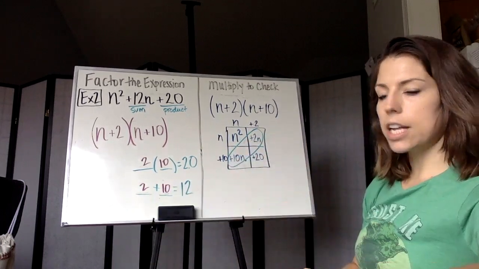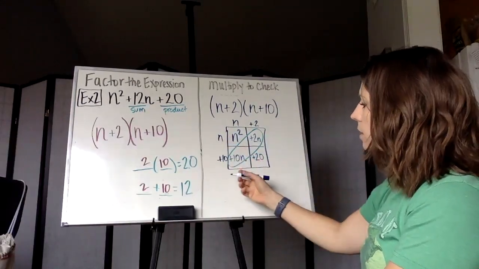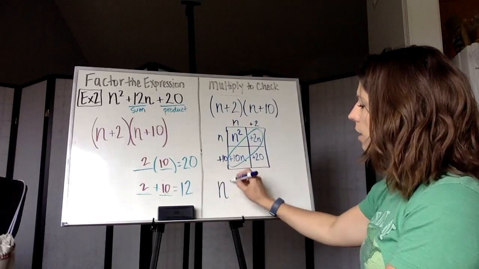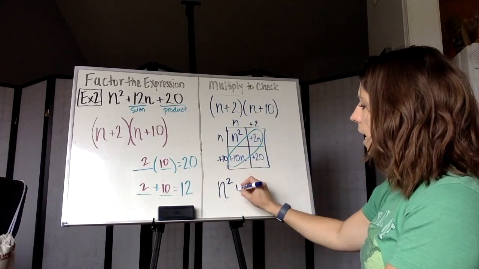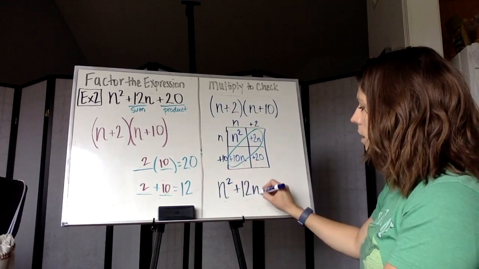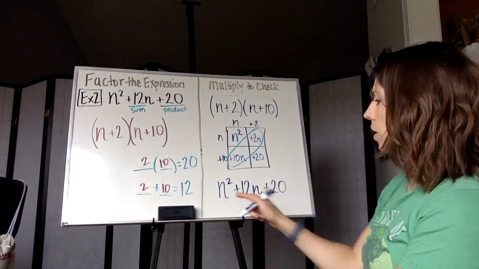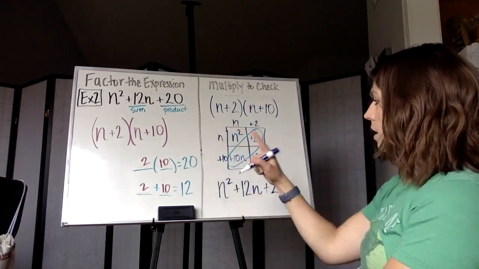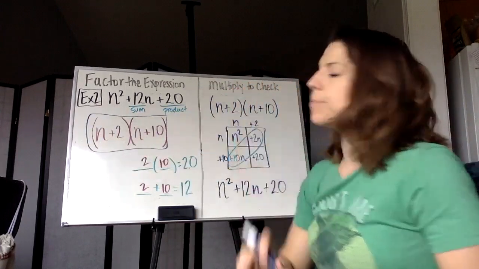A 10n and a 2n can be combined. So let's take it out of the box. First term is n squared because that is the greatest degree. Combine the next two. 2n plus 10n is 12n. And our last term is plus 20. Is it exactly what we started with? Yes, it is, which is how we know that we factored correctly.